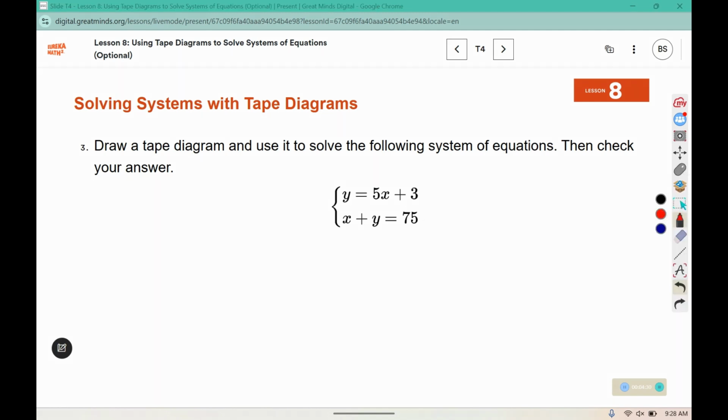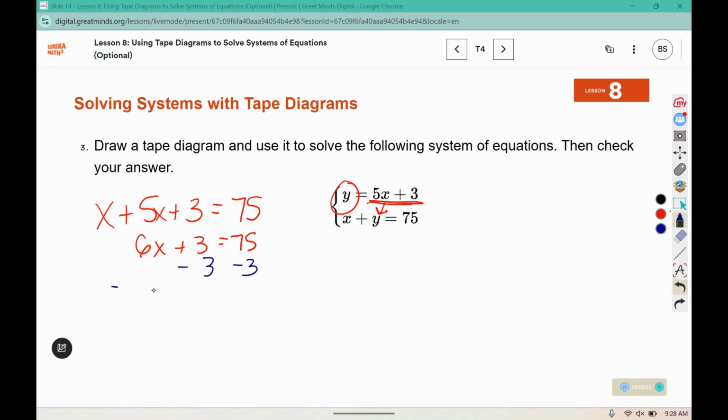This one is also solved for a variable, so we can replace the y value in the other problem with 5x plus 3. We'll combine our like terms. Subtract 3 from both sides. Then divide by 6, which comes out to 12. And that is the x coordinate.